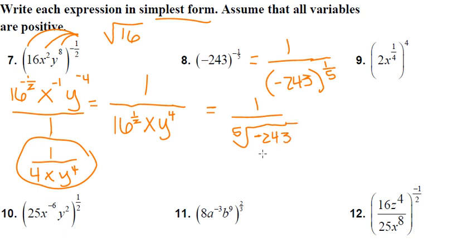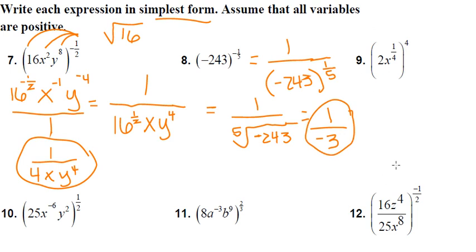So we know that if we have an even index, we can't take a root of a negative, but here we have an odd index, that's 5. So we can use our calculators to find the 5th root of negative 243. So we press 5, then we hit math, then we hit 5. We type in negative 243, and we get that the 5th root of negative 243 is negative 3. So our answer here is negative 1/3.